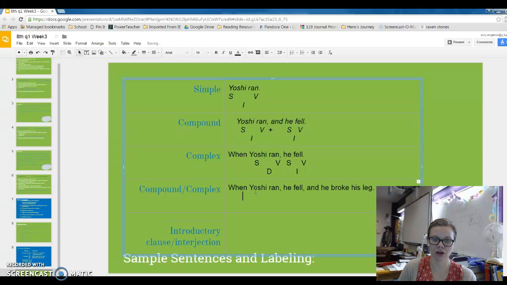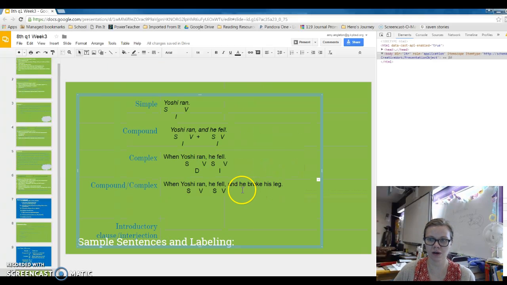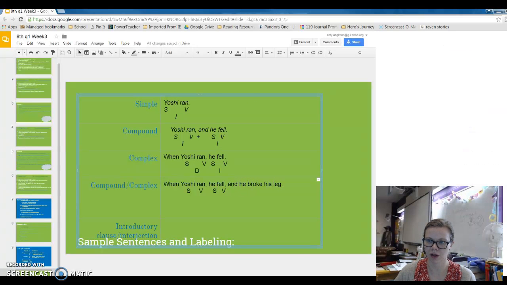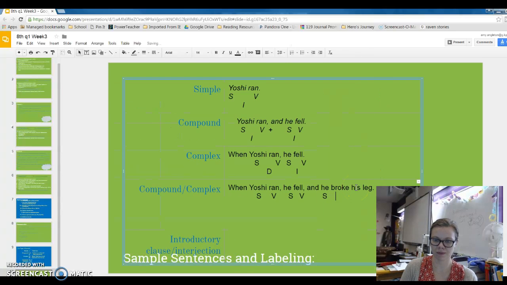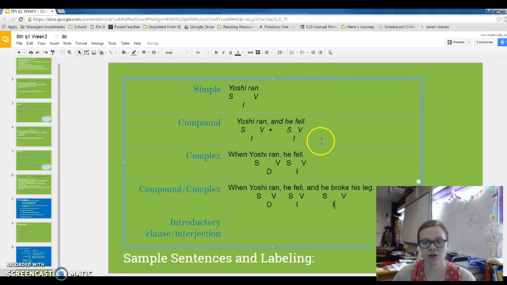Then again, we have subject, verb, subject, verb, subject, verb. Dependent clause, independent clause, independent clause. So in a simple sentence, you only have one clause. In a compound, you have two. In a complex, you have two, and one has to be dependent. In a compound-complex, you have three, and one has to be dependent.